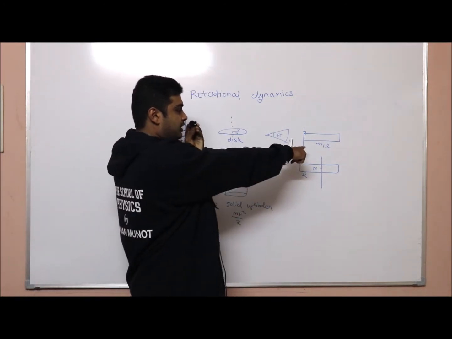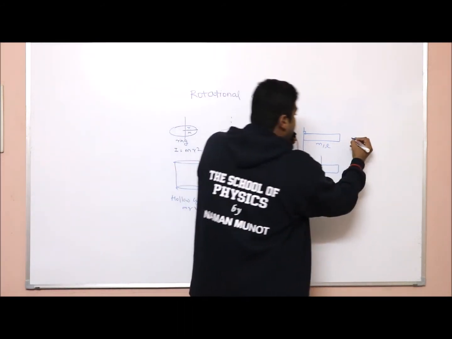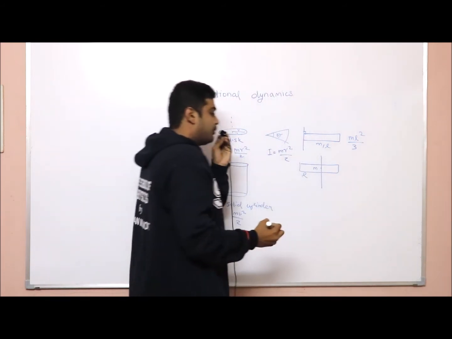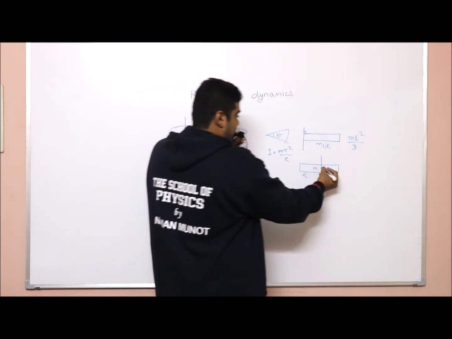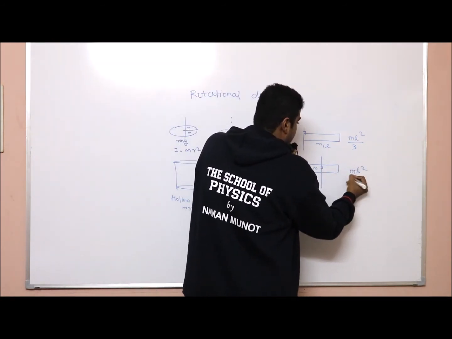So the moment of inertia in the edge case will be ml square by 3, and the moment of inertia of this rod when the axis is passing through the center will be ml square by 12.